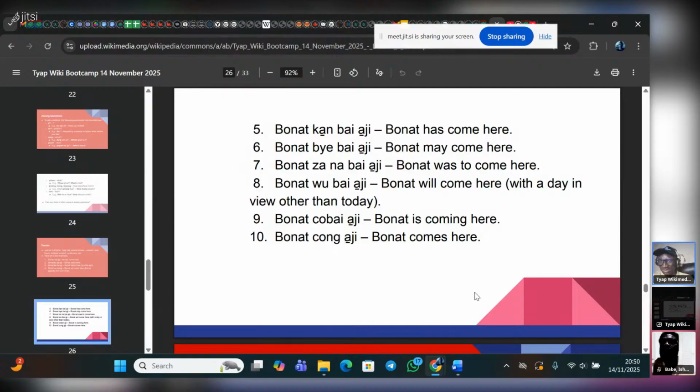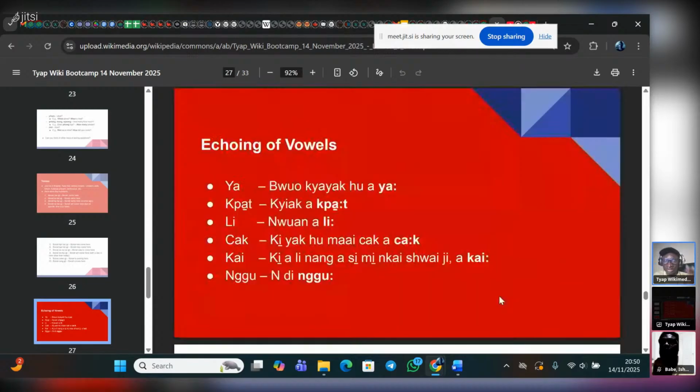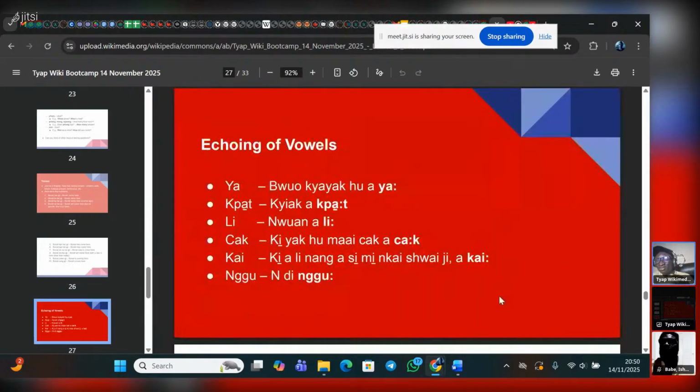So he's a constant visitor. So those are the different ways of classifying Tiap tenses. We also have the last subheading for today, which is echoing of vowel sounds, which is a very, very short lesson for us.